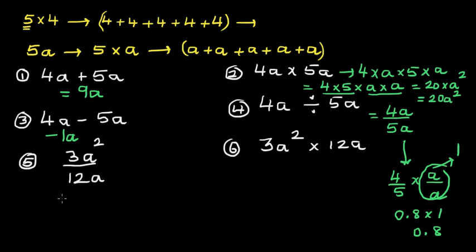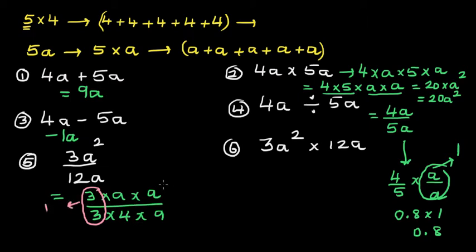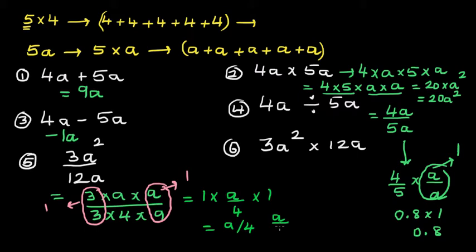Okay, so for number 5, I'll write this like this. So this is 3 times A divided by 3 times 4 times A. So now you have to look at the numbers' differences. So this is 3 divided by 3. Well, 3 divided by 3 is 1. Okay, and this is A divided by A. That's also 1. So what will happen? What is left is 1 times A over 4 times 1, and 1 times A divided by 4 times 1 is A divided by 4. Or you can write it like this, A over 4.